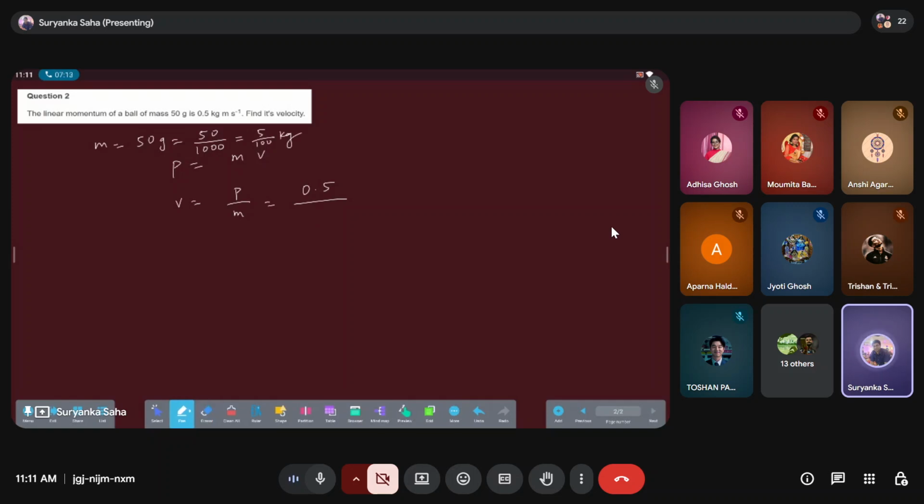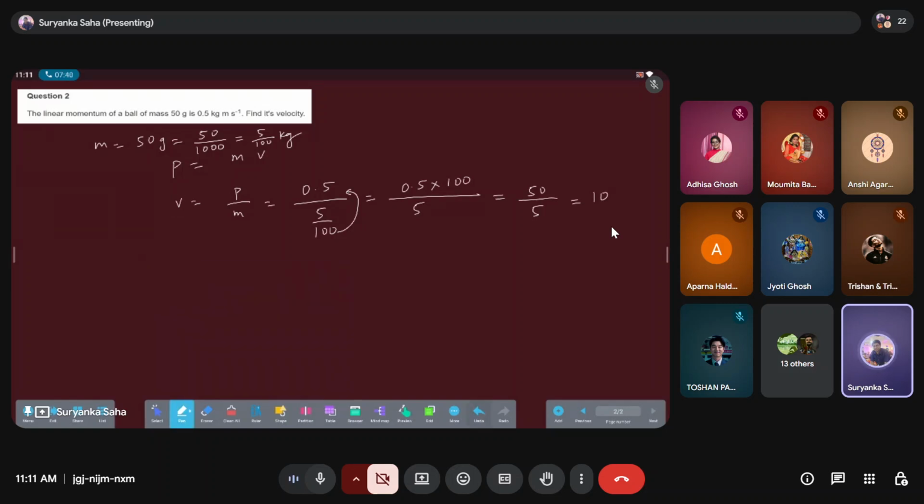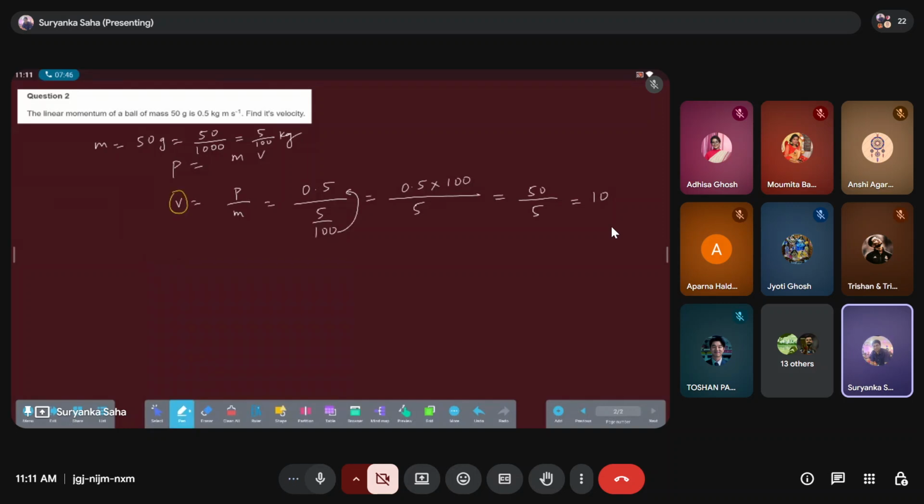There you put the value of mass in kg. You will write 5 by 100 over here. So it will be 0.5 into 100. This 100 will go up here, multiplied, divided by 5. So it will become 50 by 5. So it is basically 10. What are we finding? We are finding velocity. So unit should be kept in mind. The unit will be 10 meter per second. That's the answer. Okay, everyone, done?